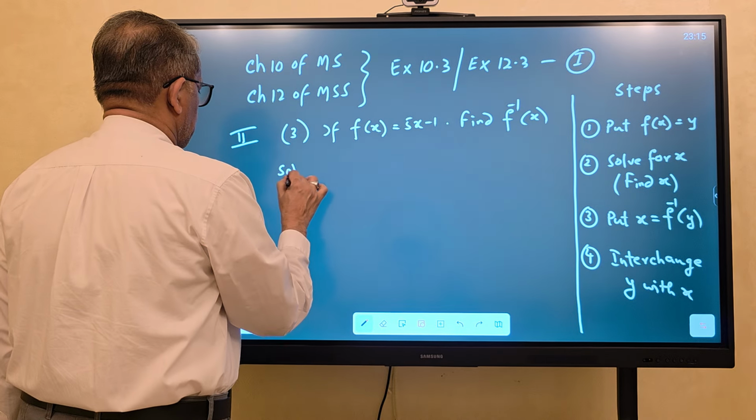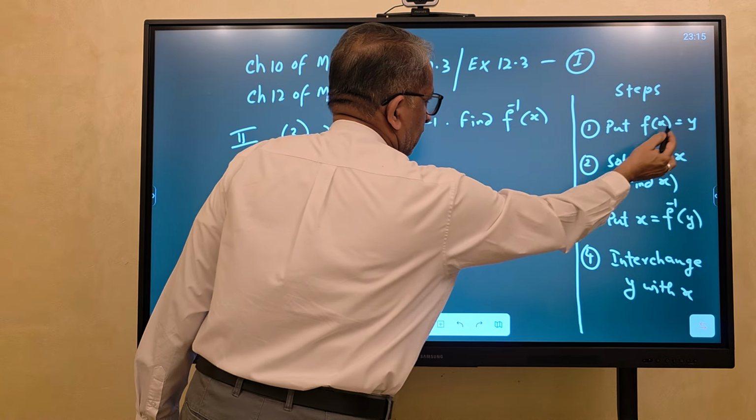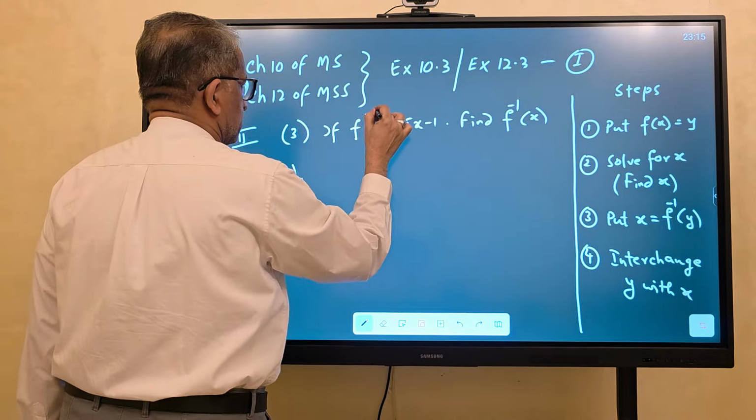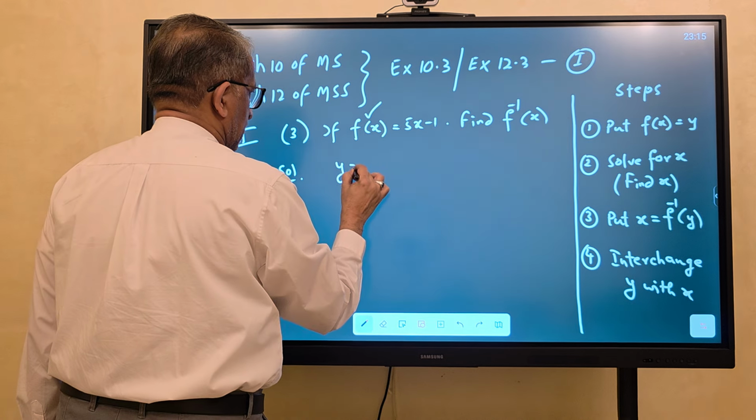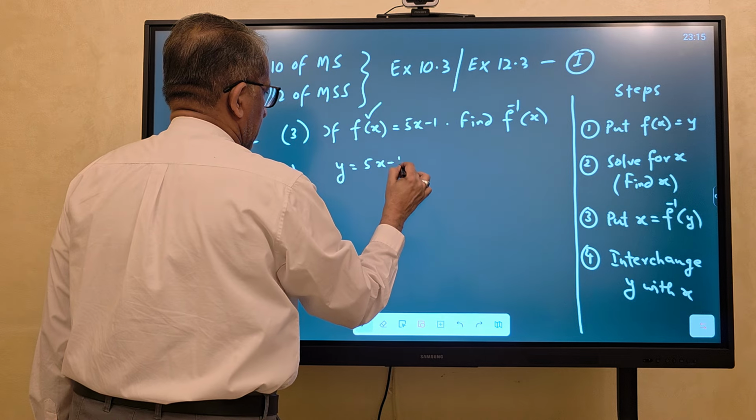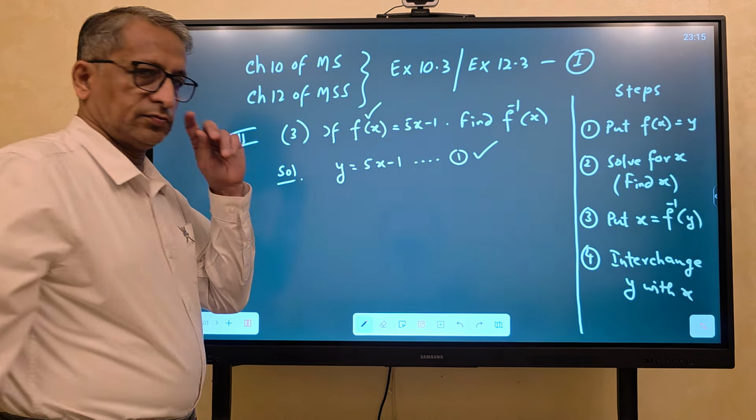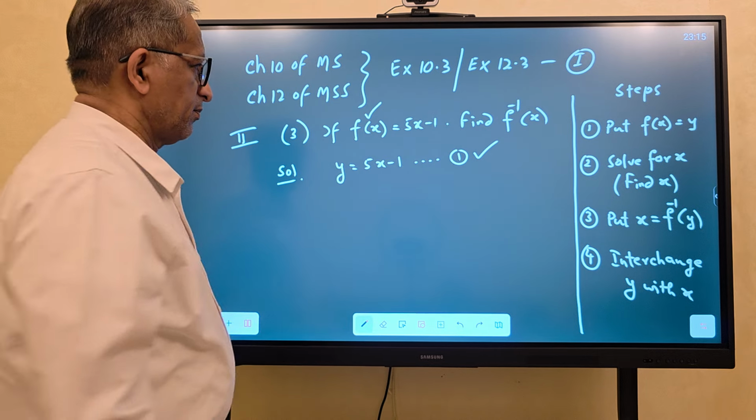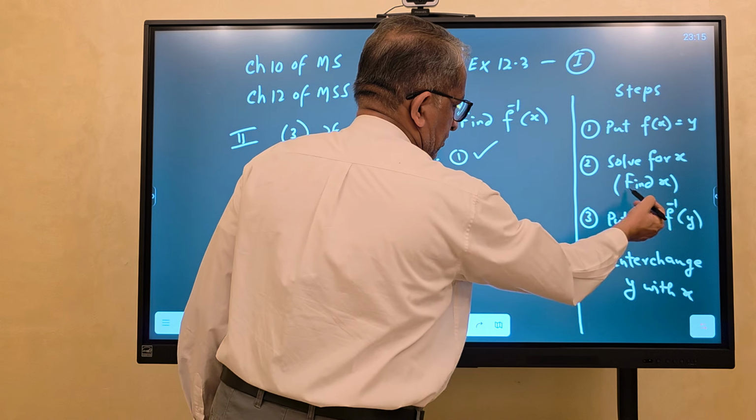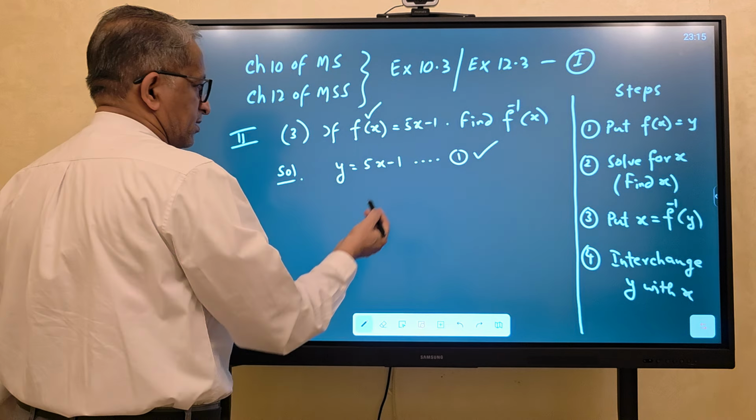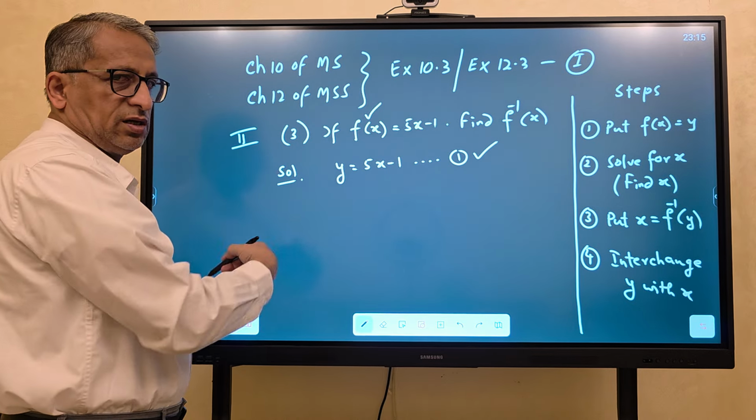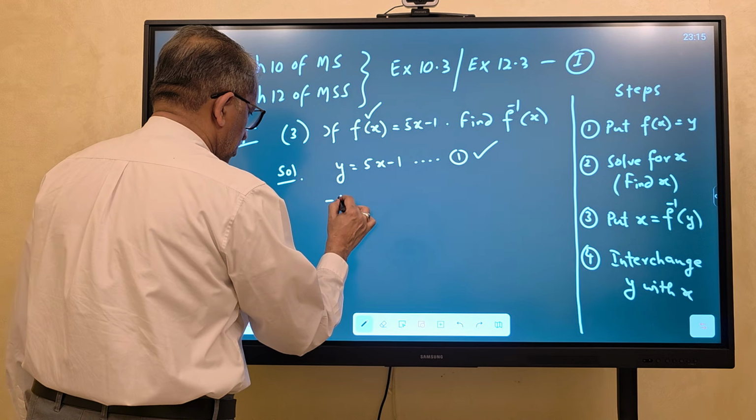The first step, put f(x) is equal to y. So this becomes y. y equals 5x minus 1. The first step, finish. The second step, solve for x. That means you are asked to find x. That means I want x on the left side.